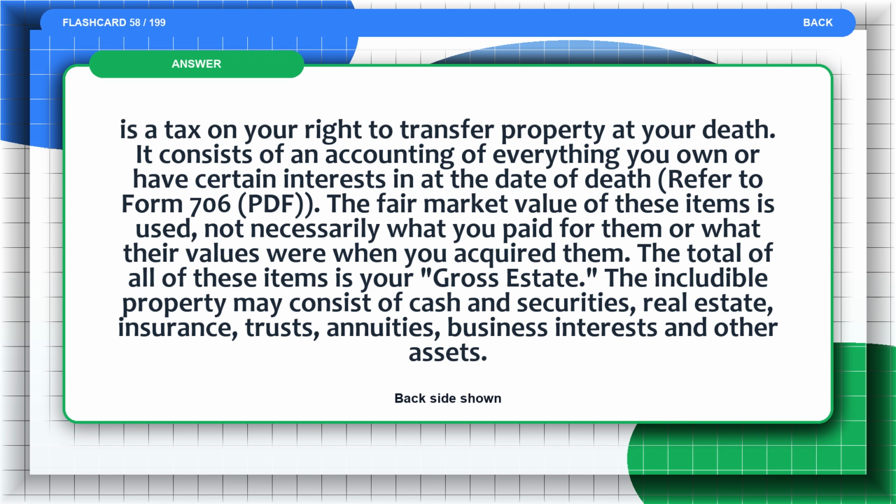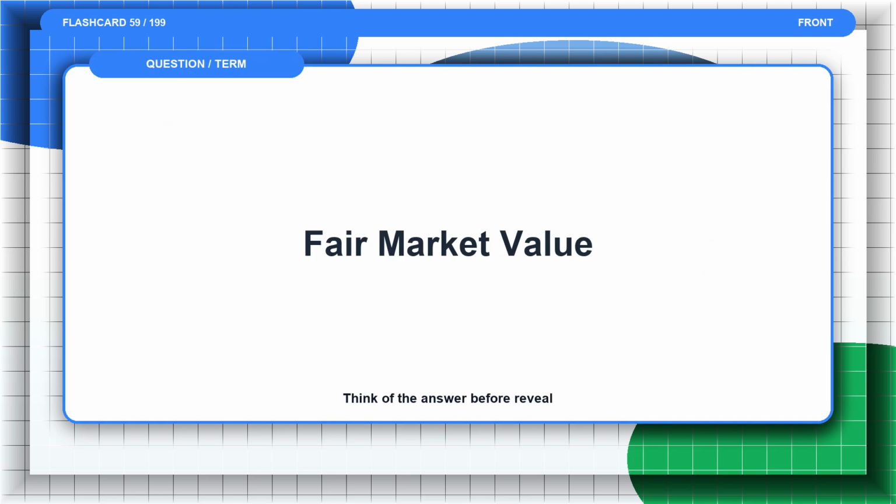The total of all of these items is your gross estate. The includable property may consist of cash and securities, real estate, insurance, trusts, annuities, business interests, and other assets. Flashcard 59. Fair market value. Pause and think of the answer before the reveal.